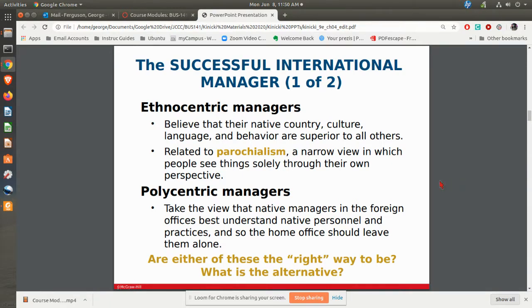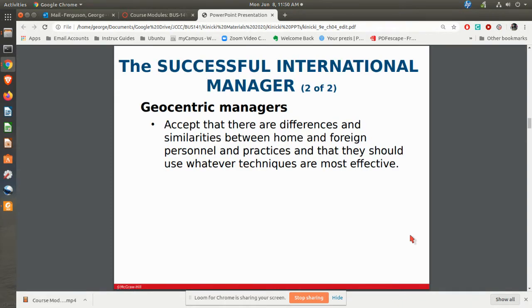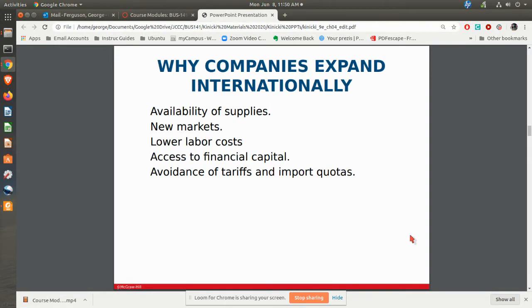A polycentric manager is somebody who takes the native manager's view. All right. What we need are more geocentric managers. In other words, managers who can see similarities and differences between both the home and the foreign personnel and countries and companies that they're dealing with.